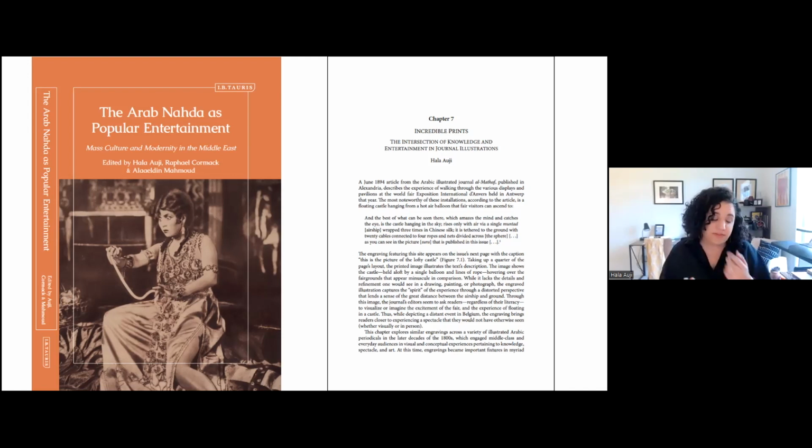The book itself is important because it takes up a serious consideration of the significance of something called the Arab Nahda. Nahda translates to Renaissance in Arabic, a movement for Arabic-speaking audiences and for popular audiences in specific. Now, the Nahda is typically understood as a cultural movement that took place over the course of the long 19th century, depending on who you ask. And it emerges in response to wider Ottoman modernization reforms.